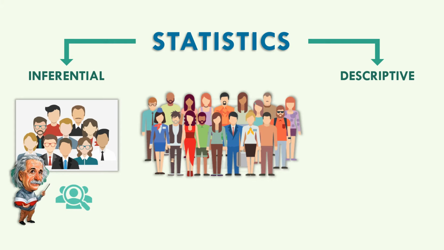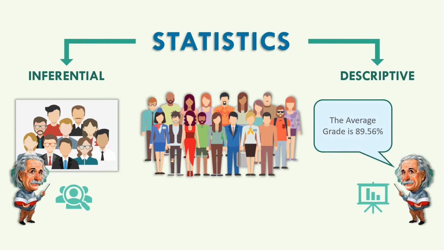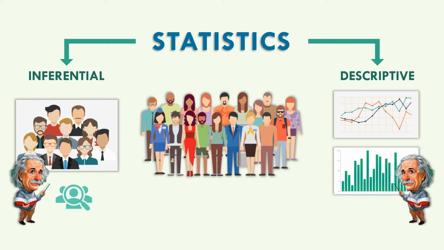How about descriptive statistics? It refers to getting data. The concern of descriptive statistics is collecting, organizing, and presenting data appropriately. So as you can see, in the example of descriptive statistics, the average grade is 89.56. They are using descriptive statistics. They made use of histograms and graphs.